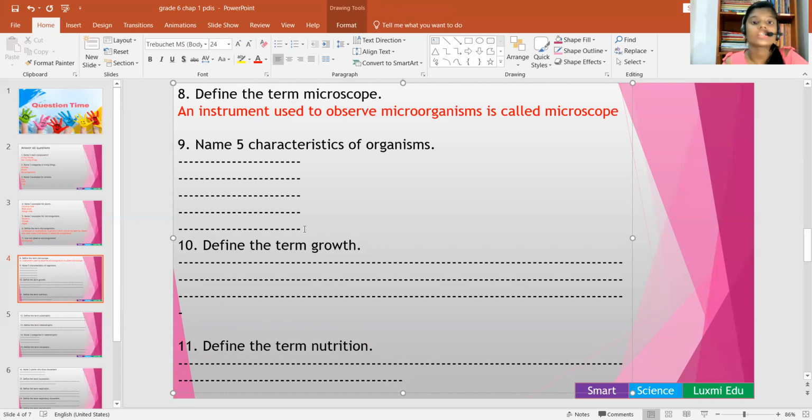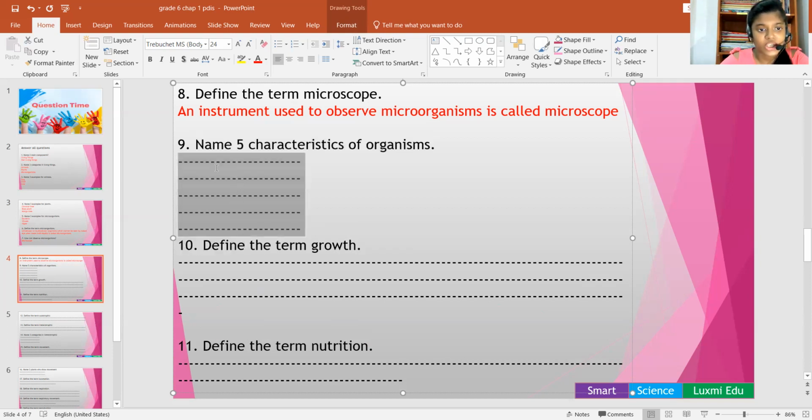Now we studied the components have divided into living things and non-living. And then living things is divided into plants, animals, and microorganisms. And then we saw what are the examples for plants, examples for animals, and for microorganisms. Then we saw what is the meaning of microorganism and microscope. Now they are asking, name 5 characteristics of organisms. Organisms mean living things. So what are the 5 characteristics?